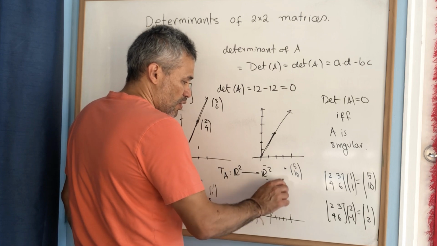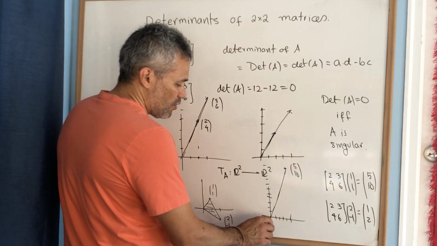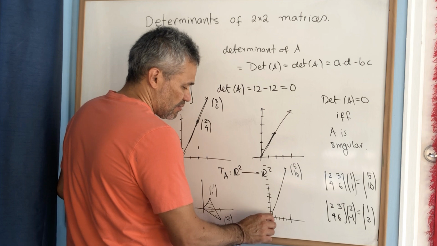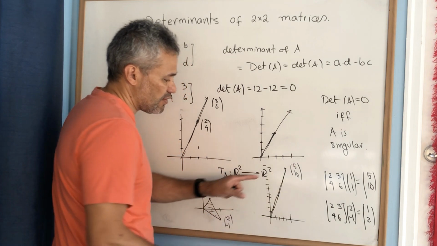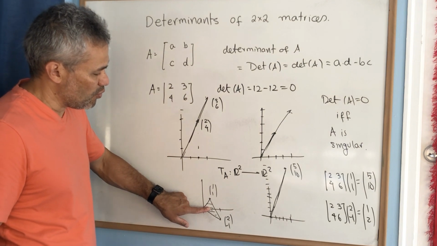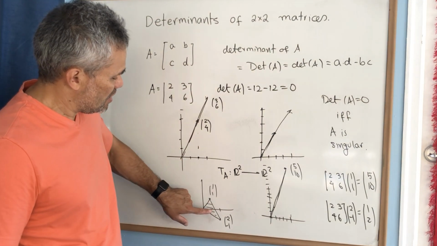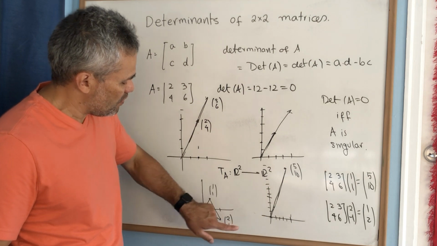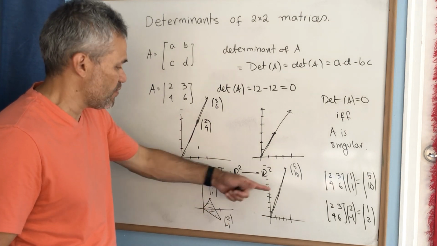And then, in this case, this triangle will go just to this segment. And what is the area of this segment? It's 0. That means that the area of this triangle multiplied by 0 times the area of this triangle is equal to 0 times the area of this triangle, which is 0.